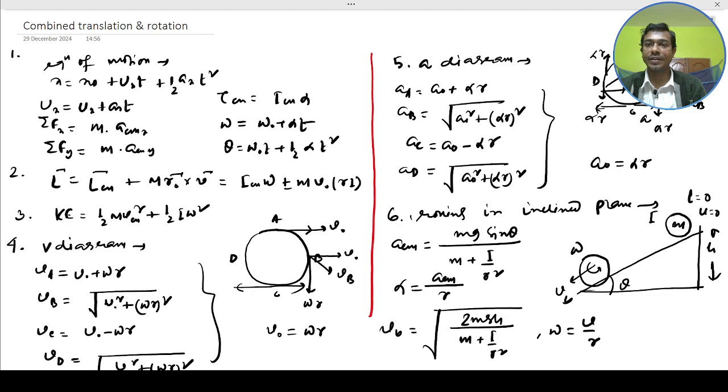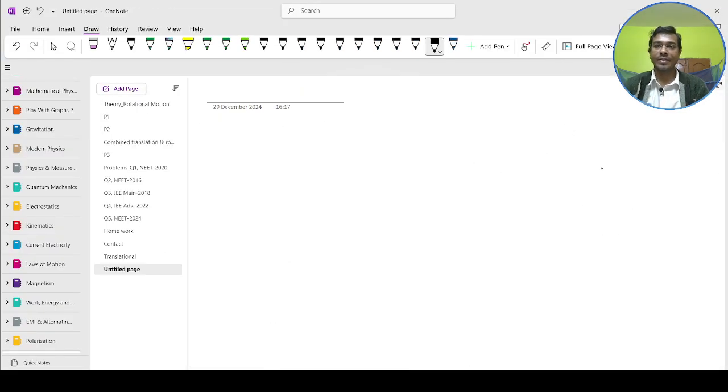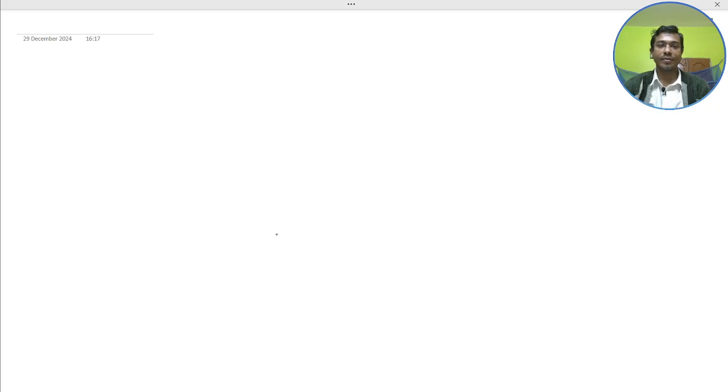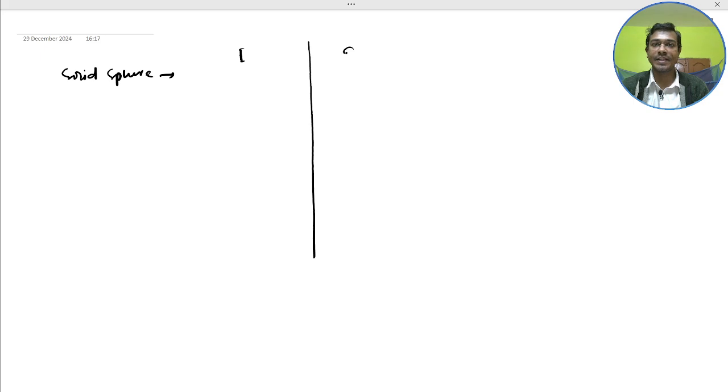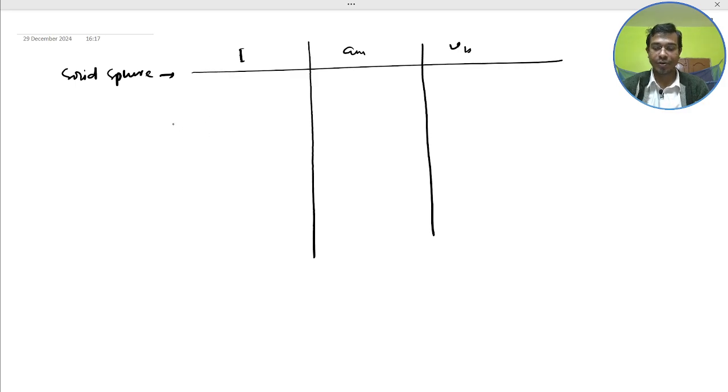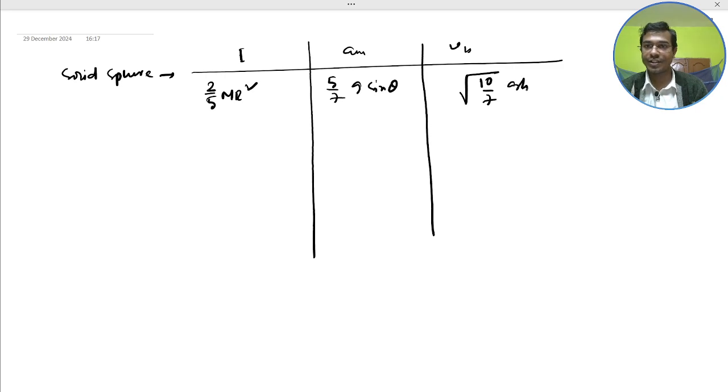So I just compare one thing, the rolling motion for a solid sphere. Here the ACM and the v bottom: for a solid sphere the moment of inertia is 2 by 5 m r square, and this would be 5 by 7 g sin theta, and here root of 10 by 7 g h.